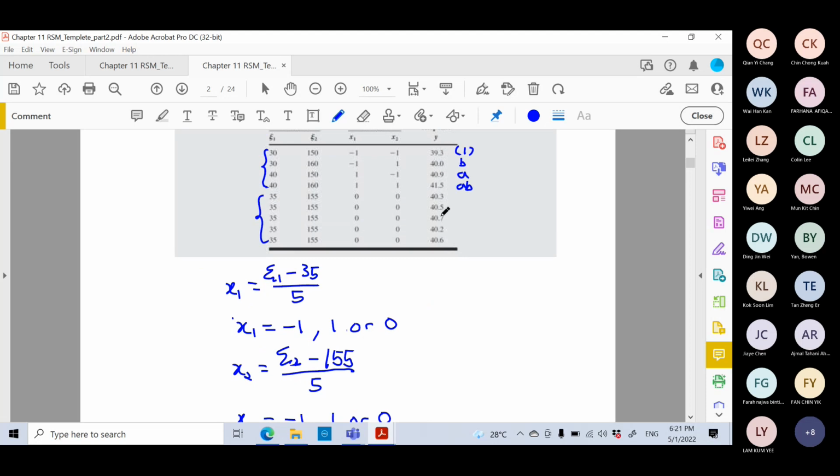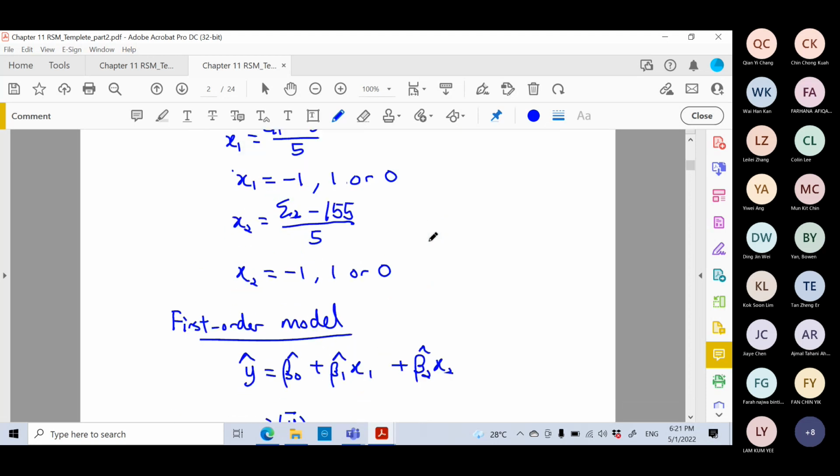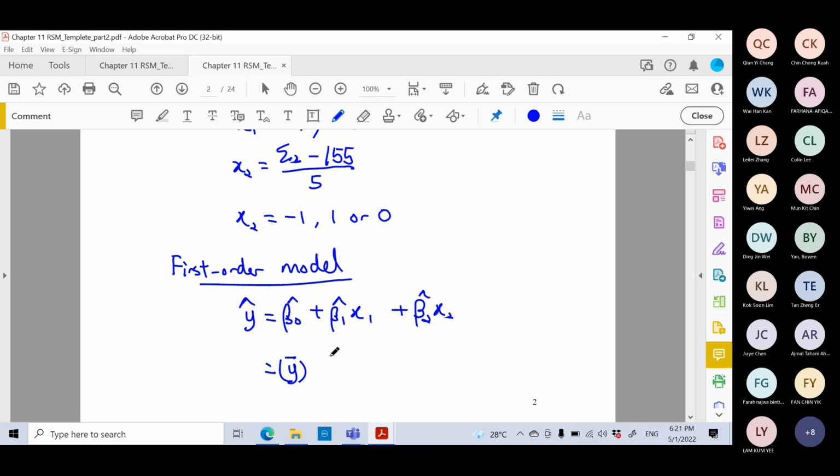Based on the observations you have, you calculate the average value, then you will get your mean, plus this one. The beta 1 will be equal to the effect of the first one, or I use the notation as 1, either is 1 or the a divided by 2, multiplied by x1, plus the second one will be the effect for number 2 divided by 2, multiplied by x2.